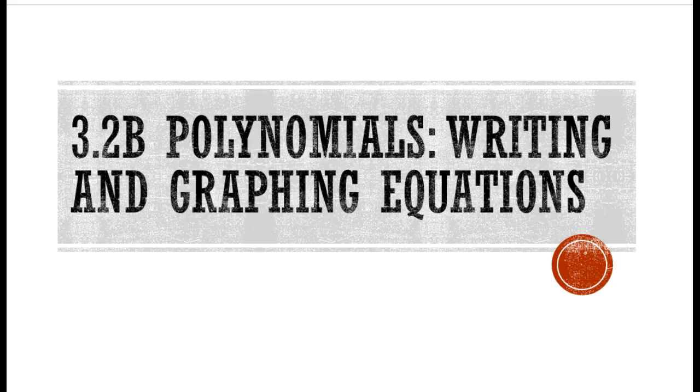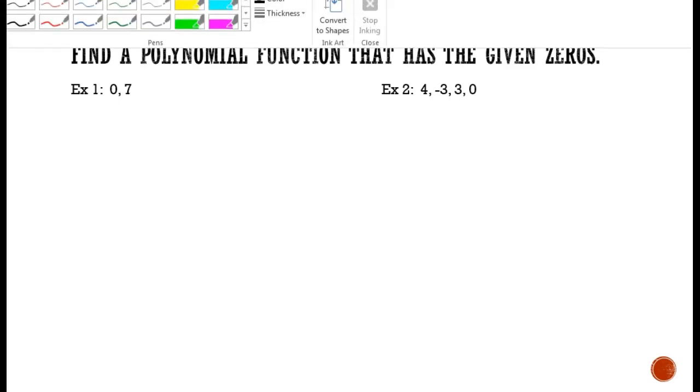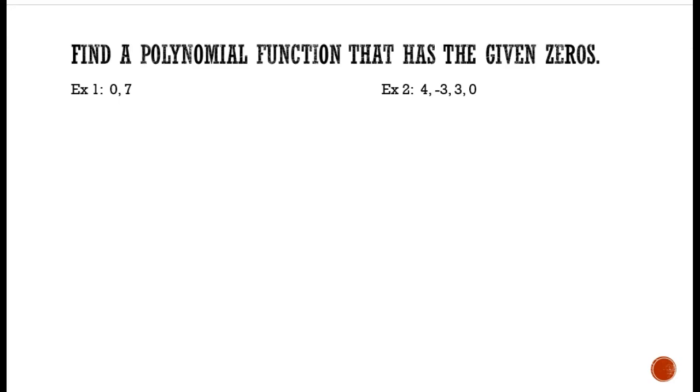All right, in 3.2b, we're continuing with polynomials, and we're going to use what we learned with the leading coefficient test and multiplicity to help us write and graph these equations. All right, so first of all, how do we write the equation? So let's say that they gave us these zeros, and we're asked to write the equation that gave us these zeros, okay? So basically, we're working backwards. So we're going to think backwards, okay?